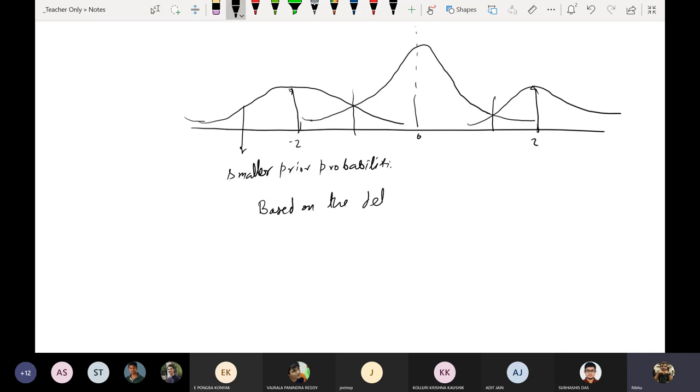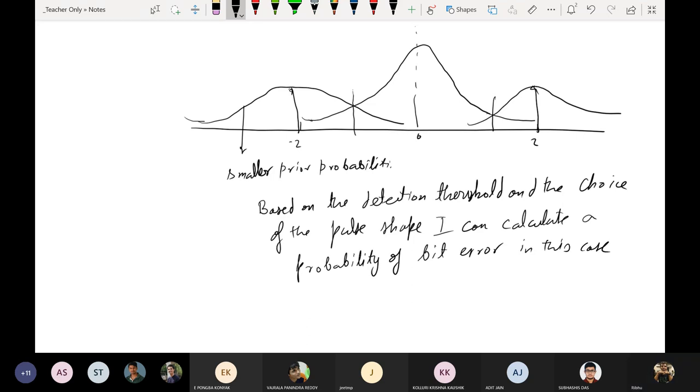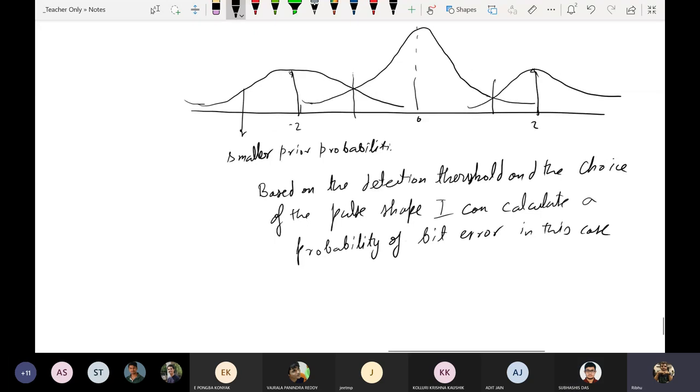the threshold and the choice of the pulse shape, I can calculate the probability of bit error, right? Yes, sir. Great.